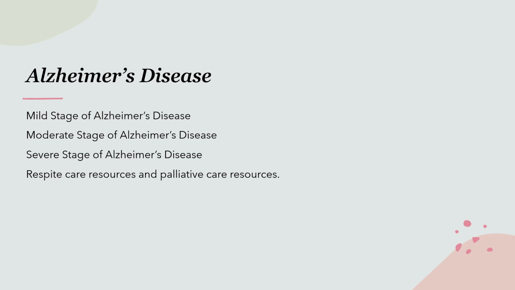All right, so this one we're going to talk about Alzheimer's disease and the different stages, things like that. And I'm going to talk about some words that I want you to know. So we have mild stages of Alzheimer's disease. So this is the beginning stages.